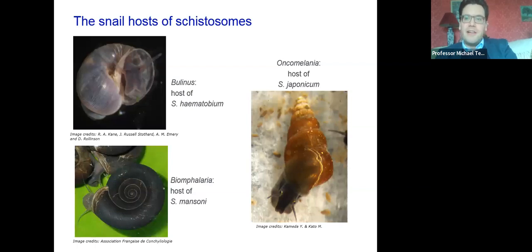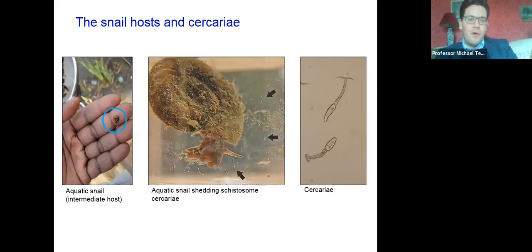These snails are particular types of freshwater snails, and here are some images of the different types of snails depending on the form of schistosomiasis you're talking about. It does take some expert knowledge to know what type of snail to look for. It's not just any old type of snail that can be the host. Here are some pictures of what one of those intermediate hosts looks like in terms of how big the snail is. And then some zoomed in images of an infected snail that's shedding what are called schistosome cercariae. This is the form of the parasite which swims around in water and can penetrate into human skin and start the whole infection loop again.